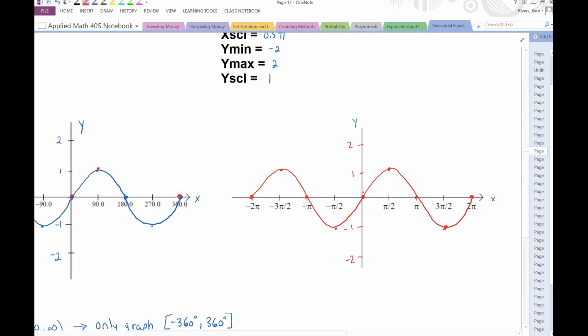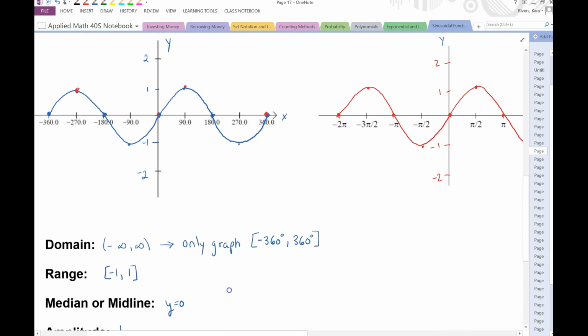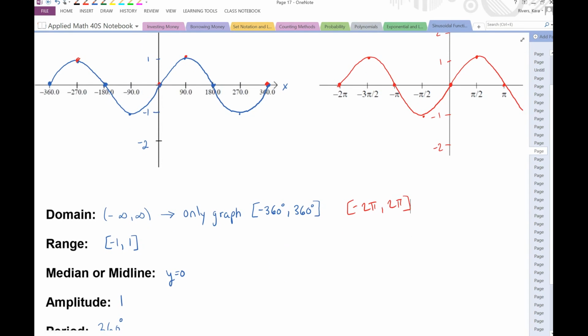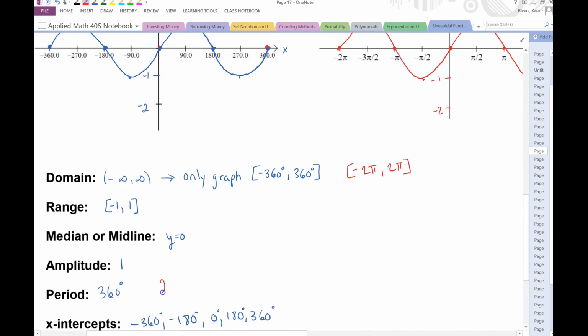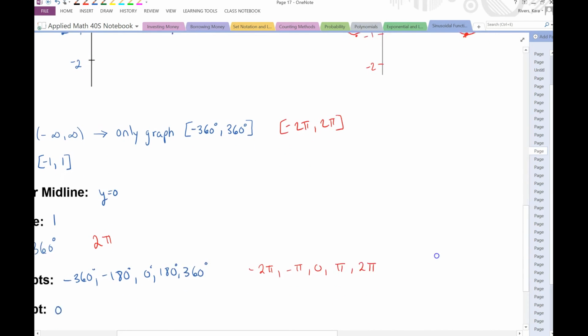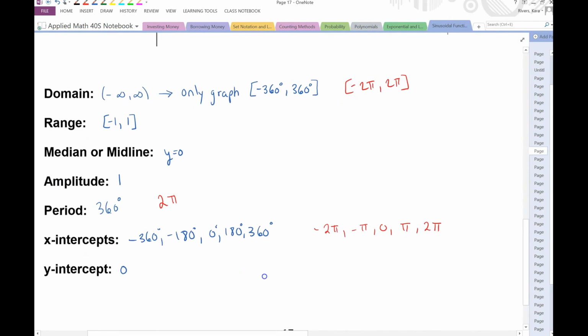So in terms of our characteristics here, the domain hasn't changed, except we're going from -2 pi to 2 pi now. Our range is still the same. Our midline or median line is the same. Our amplitude is the same. Our period is now 2 pi. And our x-intercepts we can read right off of there. We've got -2 pi, -pi, still 0, and then pi and 2 pi. Alright? And our y-intercept is 0.